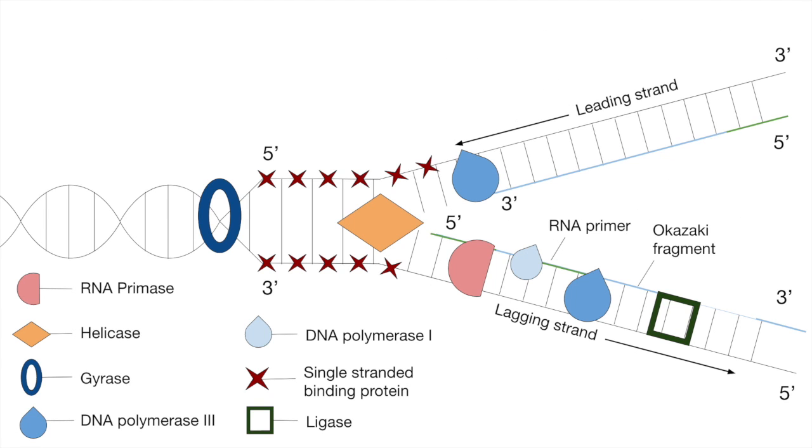Phosphodiester bonds connect the 3' end of one nucleotide to the 5' end of another nucleotide, thus attaching the sugar phosphate backbone, which helps hold the DNA structure together. And finally, the origin of replication is the site at which DNA replication begins.